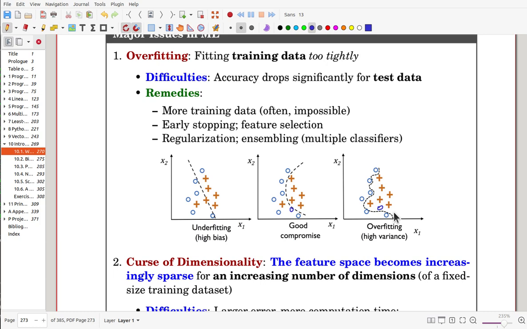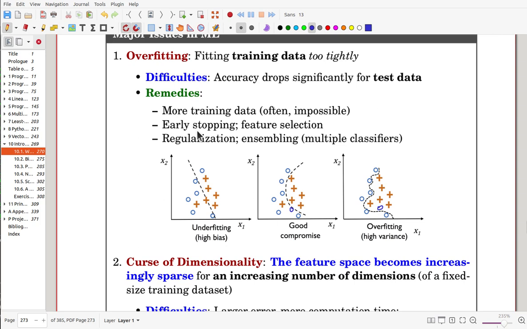Okay. To overcome this issue, we may try to use more training data, but in reality, it's often impossible. Training data means money. Some people pay money to get a data set, so more training data means requiring more experiments and more data acquisition. And at the moment of training, it's impossible to get more training data.